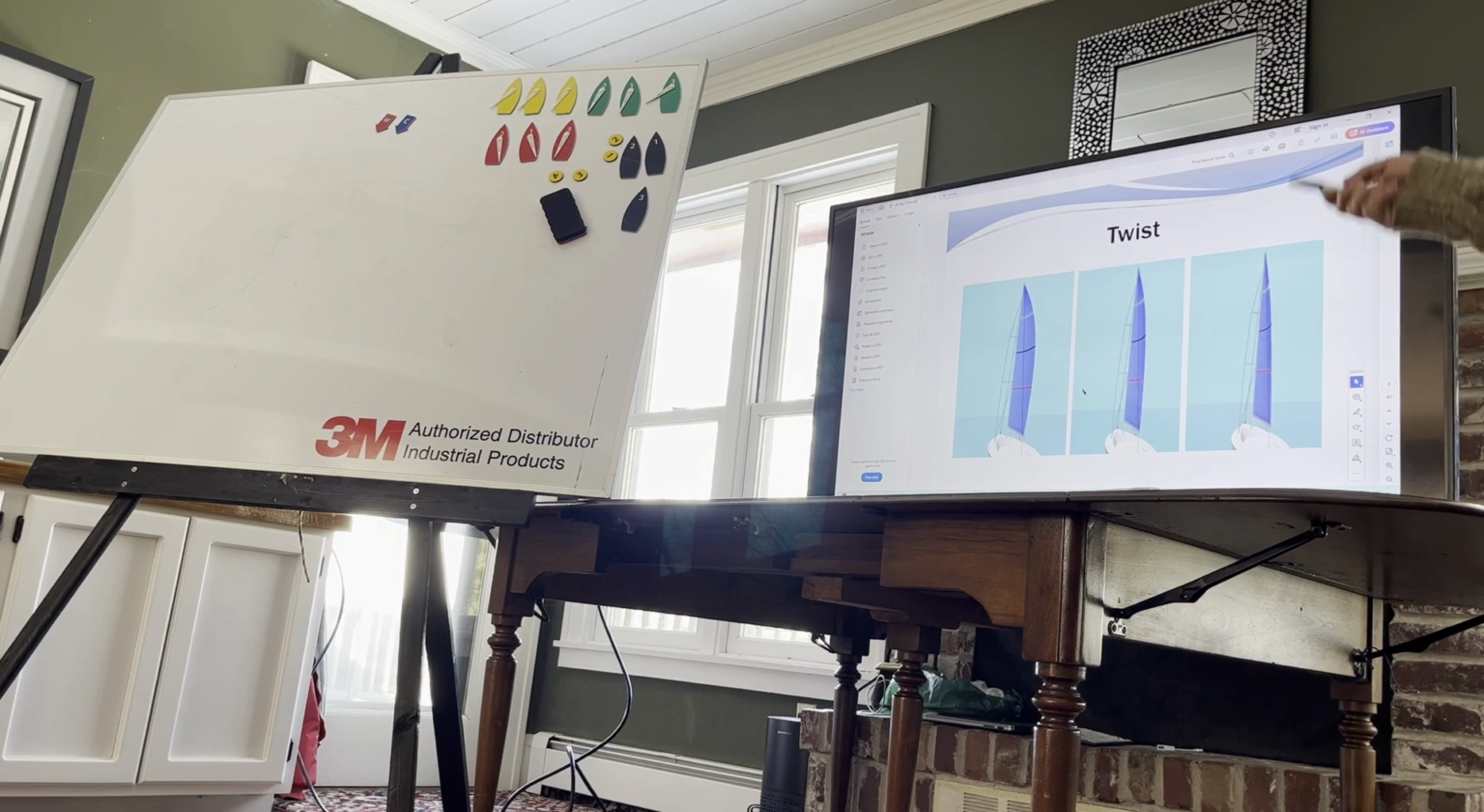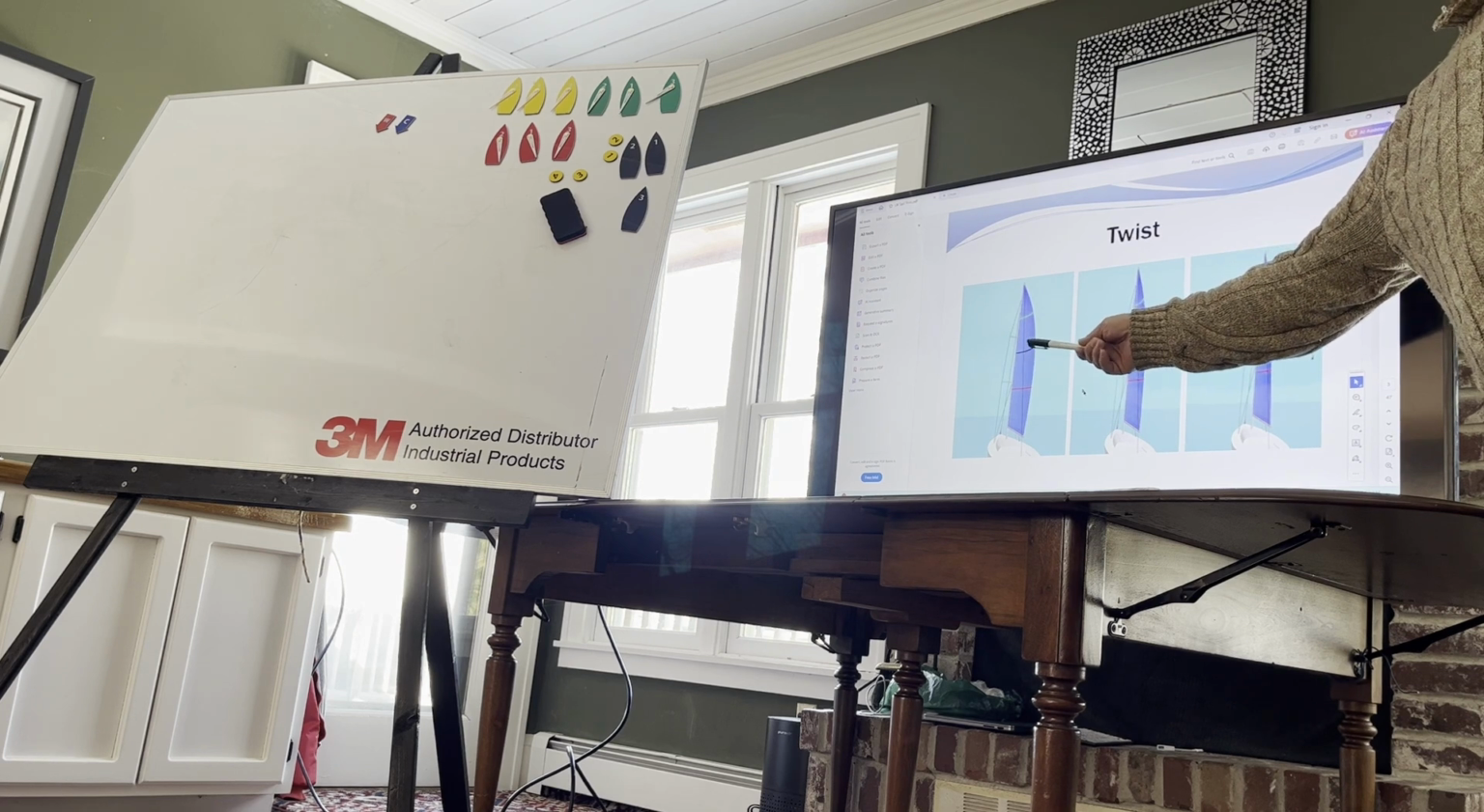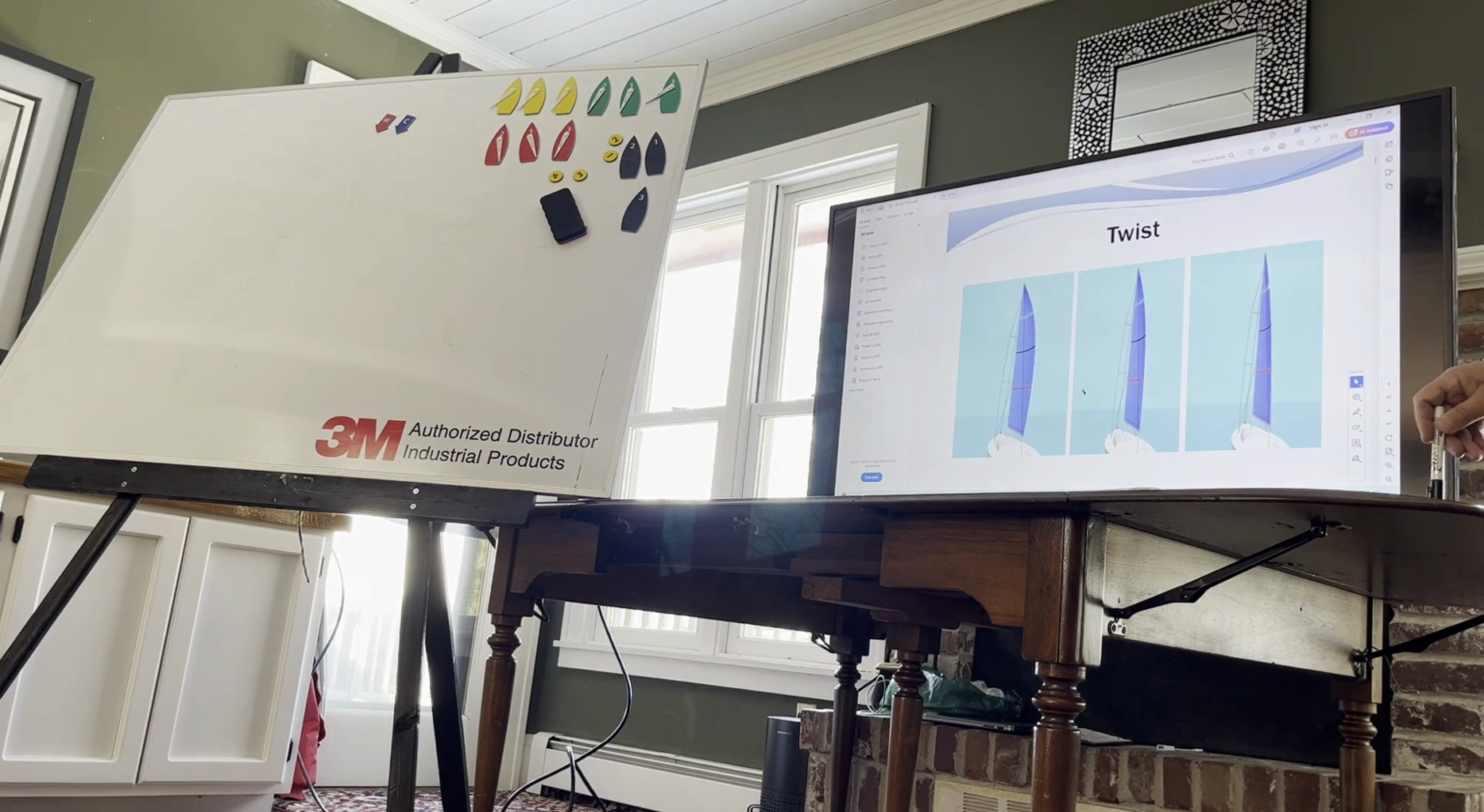Yes. So now we're going to talk about twist, and the concept of twist. Much like draft position and draft depth, twist is another sail shape, but rather than looking down on the sail, for twist we're looking from the back to the front, looking at the profile this way. A twisted sail develops power. An untwisted sail gives you pointing.